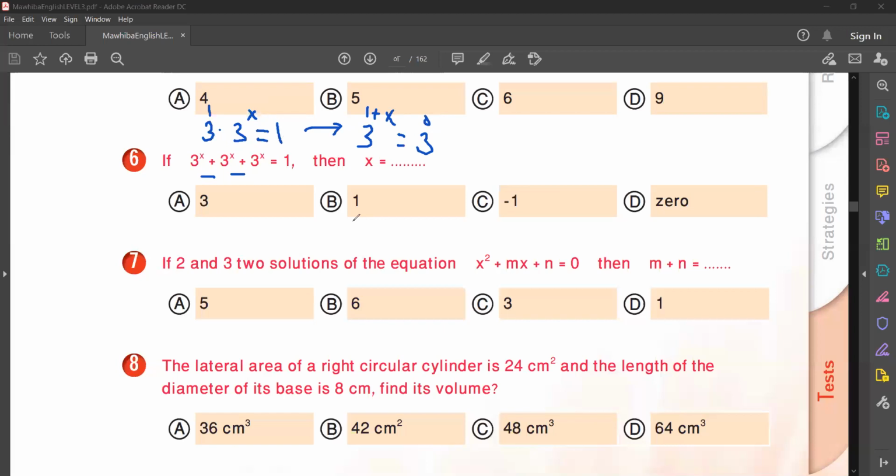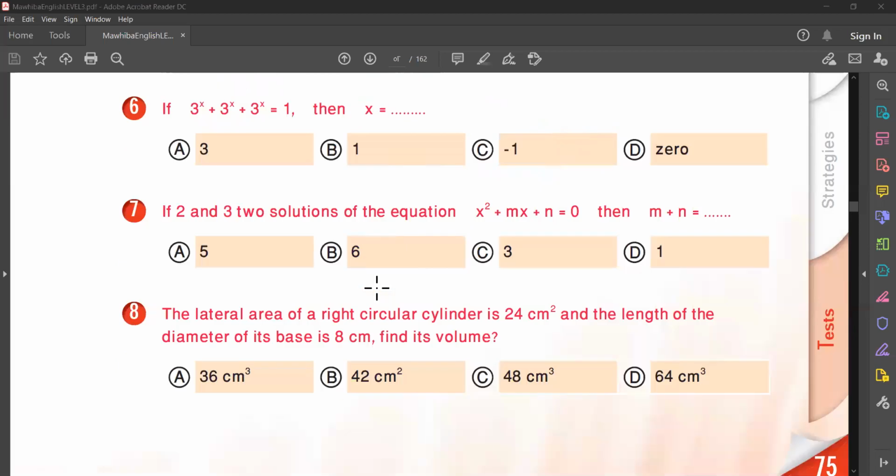So now we have the same base, right? Can we delete now 3 with the 3? Then we have x plus 1 equals 0. Then x equals minus 1, right? So the answer is x equals minus 1, right? Good, Maria. Now number 7. Is it clear? This is my student number 6. Right. We will go to number 7 now.